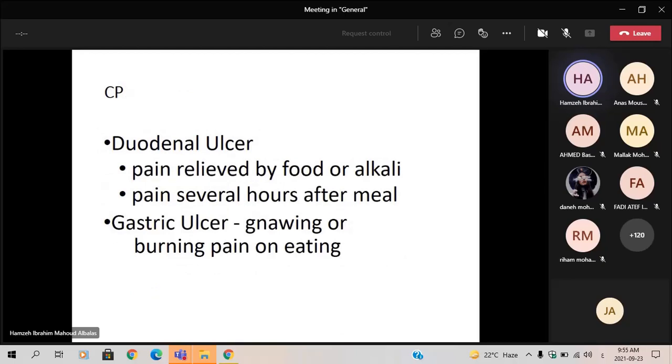Duodenal ulcer, clinical presentation: pain relieved by food or alkaline, and pain several hours after a meal. In gastric ulcer, the pain comes usually after eating or on eating.